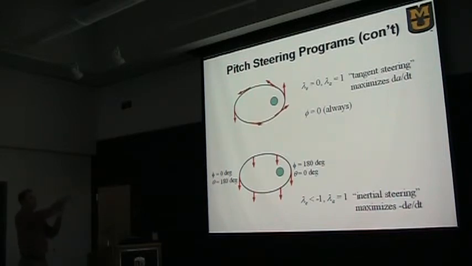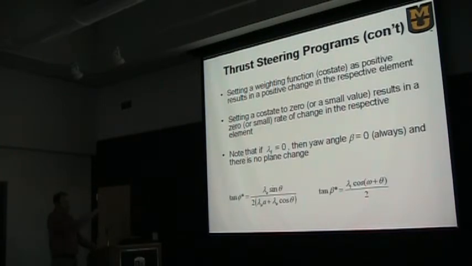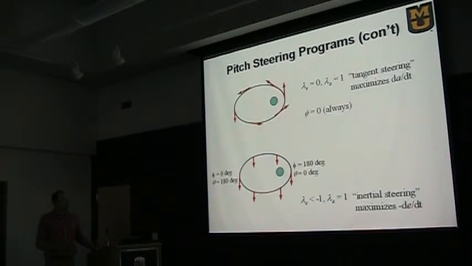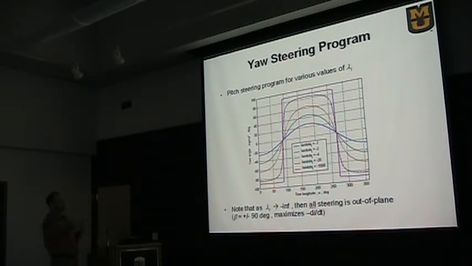So it's the trade-off. Now I can figure out how to steer this thing by those equations if I just pick these lambdas in a smart way. Here's a picture of the out-of-plane steering, what's called the yaw angle, for different values of lambda I. And if lambda I gets really large, all the steering goes into changing the orbit plane.